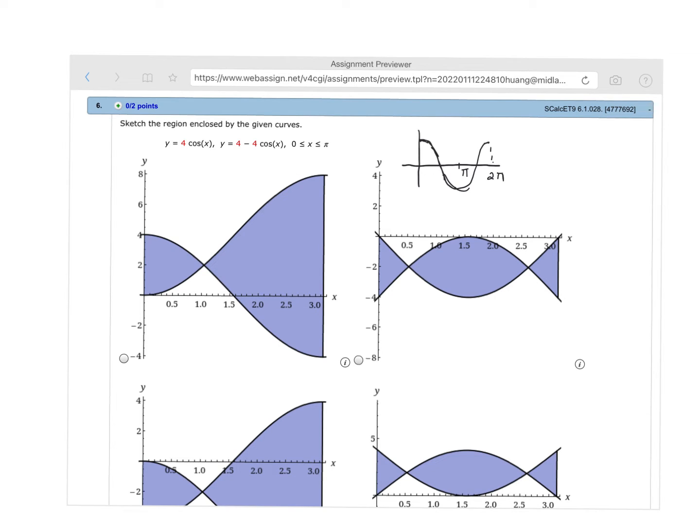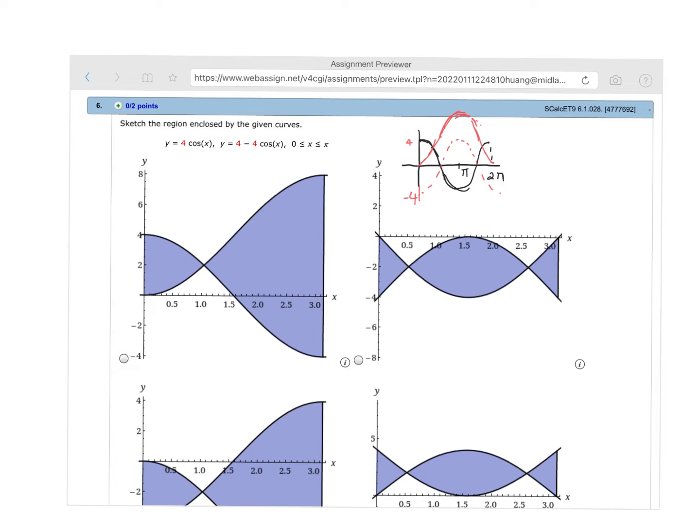And for the 4 minus 4 cosine x, first of all, I flip the 4 cosine x with respect to the x-axis because of the negative sign and shift that up by 4. So basically, this is what I would do. So flip that upside down and then move that, by the way, this is 4, and then move that up by 4. This is negative 4, right? So it's something like this. Something like this, right? Okay.